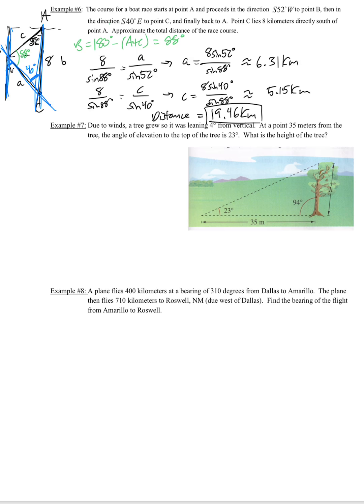Due to winds, a tree grew so it was leaning 4 degrees from vertical. At a point 35 meters from the tree, the angle of elevation to the top of the tree is 23 degrees. What is the height of the tree? So how generous they gave us a picture. So I see right away that I have angle, side, angle.